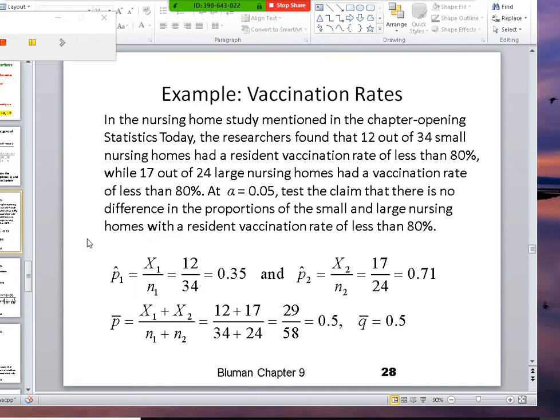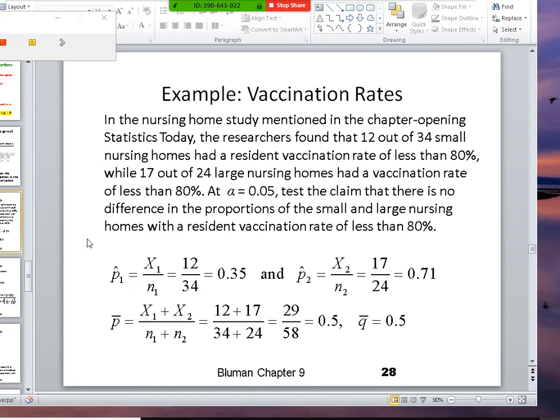In the nursing home study mentioned in the chapter opening statistics today, the researchers found that 20 out of 34 small nursing homes had a resident vaccination rate of less than 80%, while 17 out of 24 larger nursing homes had a vaccination rate of less than 80%. At alpha equals 0.05, test the claim that there is no difference in the proportion of the small and large nursing homes with a resident vaccination rate of less than 80%.